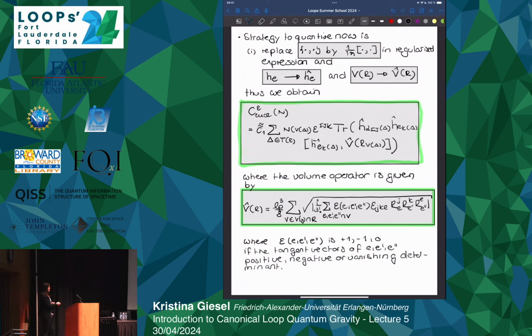It's structured in a way that it looks, for a given graph, basically at all vertices. And at the vertex, you basically consider all possible triples, which are denoted by E, E prime, and E double prime. And then if epsilon is non-vanishing, you have this combination of right invariant vector fields, so in this sense, flux operators.